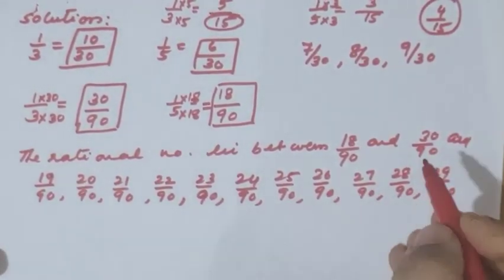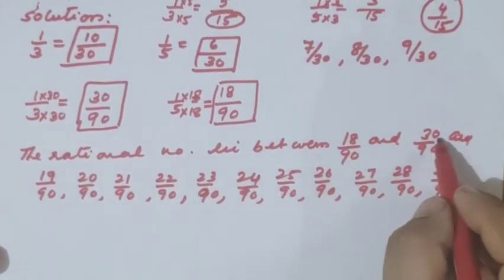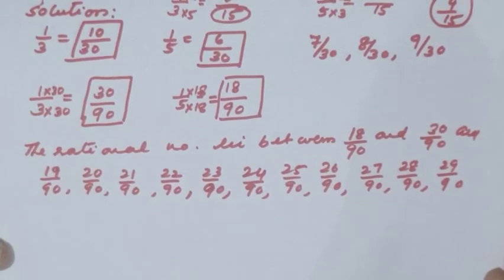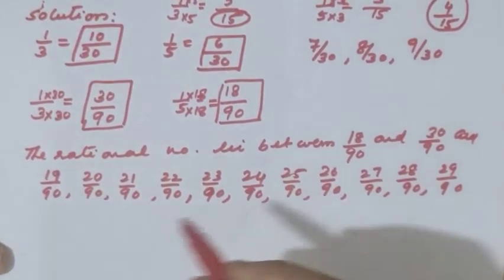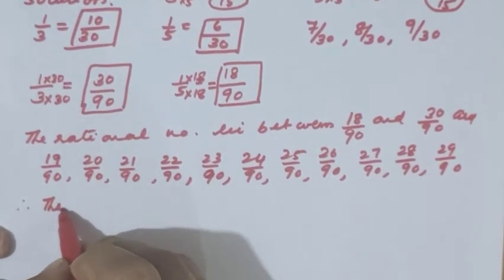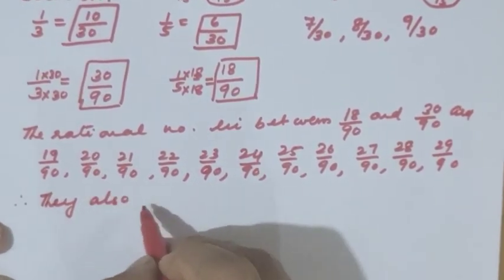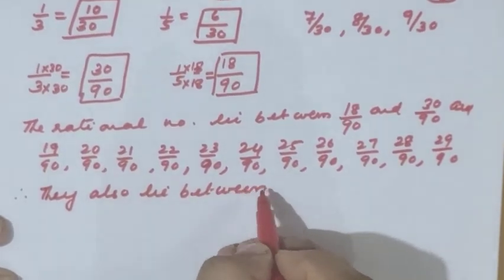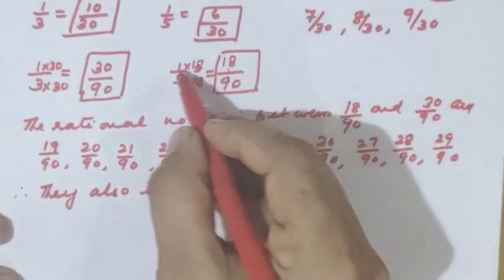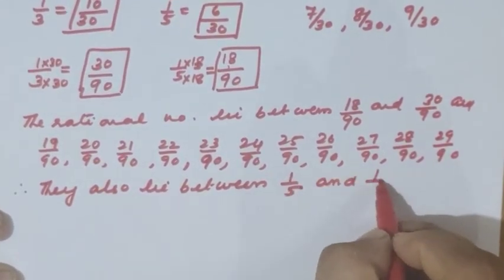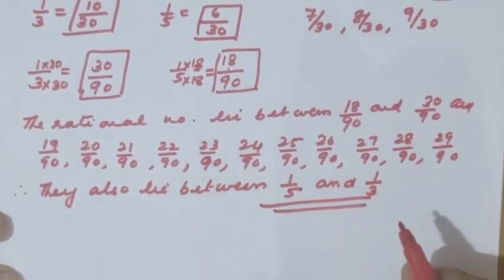So we have written this for 18 by 90 and 30 by 90, right? But the question is asked for 1 by 3 and 1 by 5 only. So we should conclude the answer. Therefore these numbers also lie between 18 by 90, which is 1 by 5, and 30 by 90, which is 1 by 3. This is the answer, right?